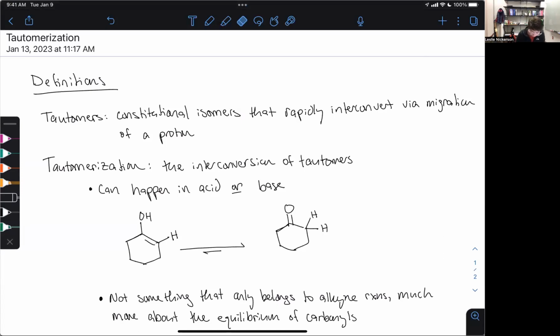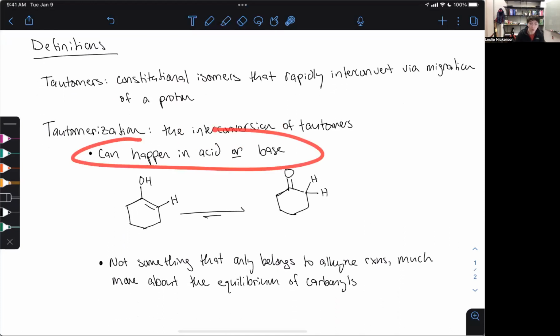A tautomer is a constitutional isomer that rapidly interconverts via migration of a proton. So it's two constitutional isomers, so they have the same formula but different atom connectivity, and they can rapidly interconvert via acid-base reactions, okay? That's what it is. The tautomerization is that process of the interconversion, going from one tautomer to the other tautomer. It's important to keep in mind this can happen in acid or base.